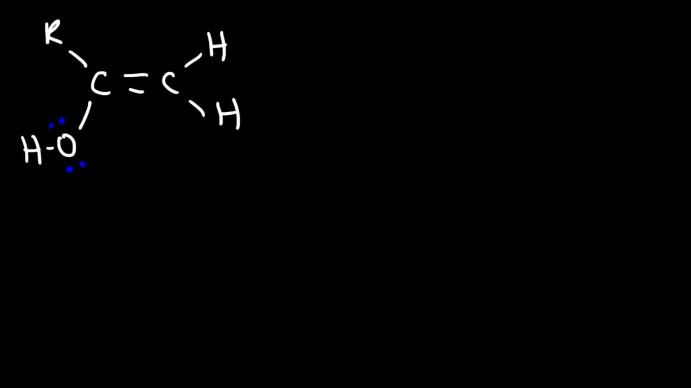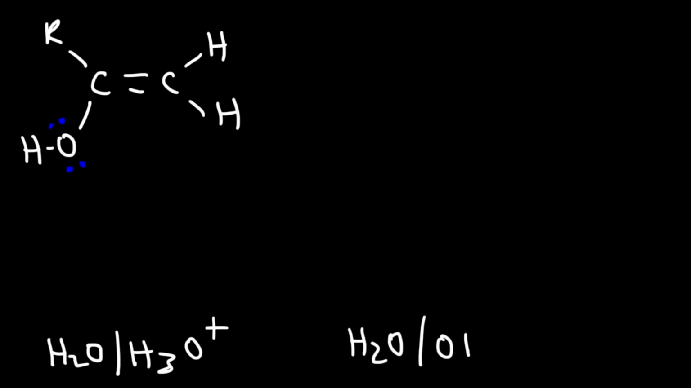So under acidic conditions, you can only use water and H3O+. So H3O+ will be the acid. It's used for protonation. Water is used for deprotonation. It's going to behave as the base. Under basic conditions, water behaves as the acid. Hydroxide behaves as the base.